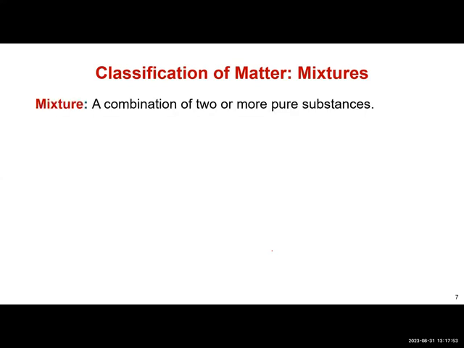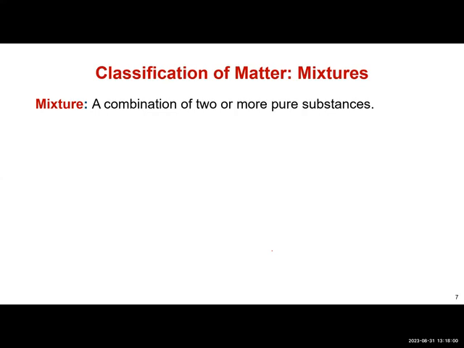Classification of matter is based on pure substances and mixtures. Now we're going to look into mixtures. Mixtures are a combination of two or more pure substances.